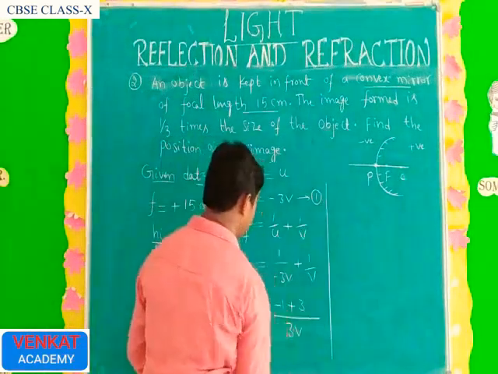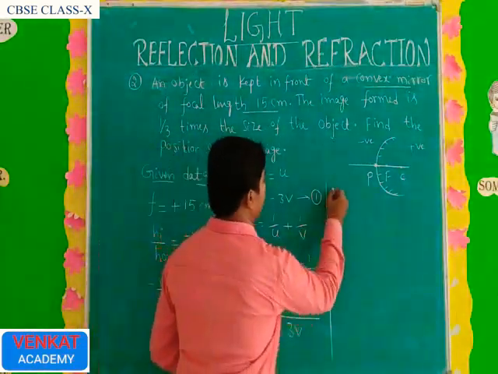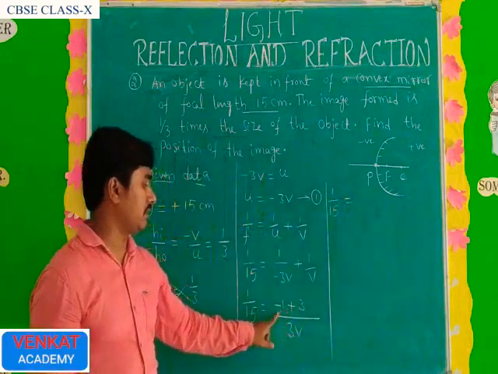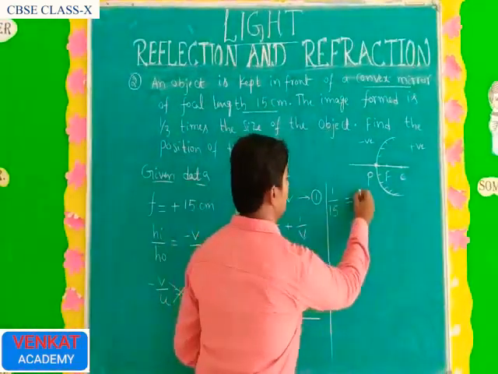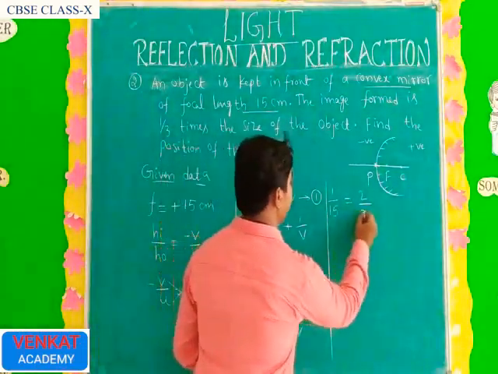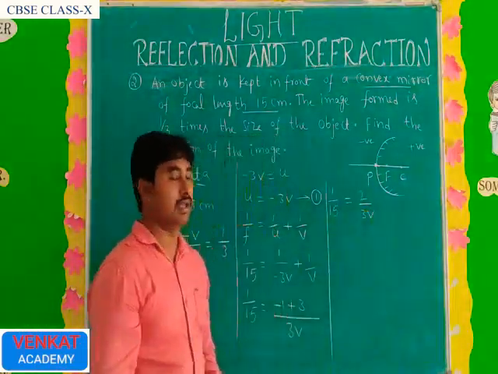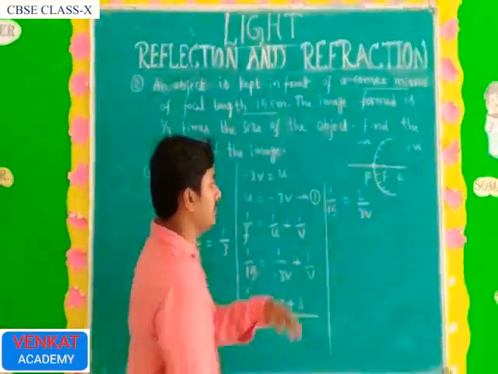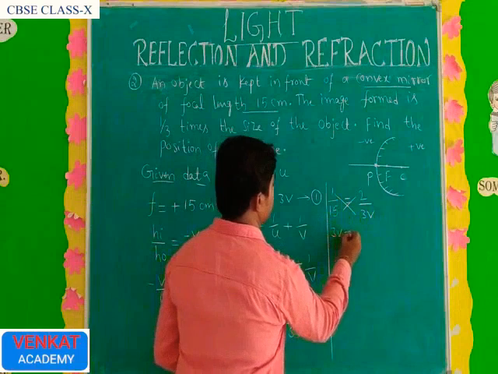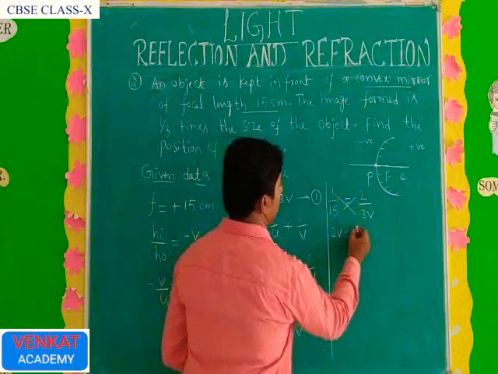Next, 1 by 15 is equal to 3 minus 1, which is 2, so 2 by 3v. Now take the cross multiplication. 3v into 1 is 3v, is equal to 15 into 2. How much? 30.